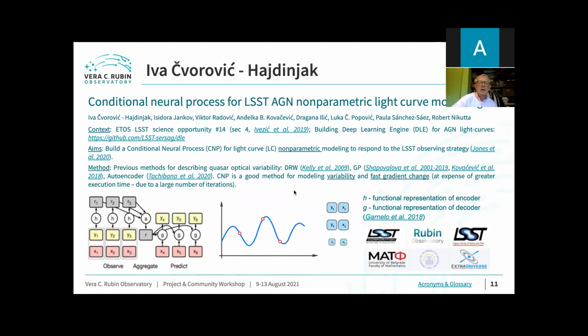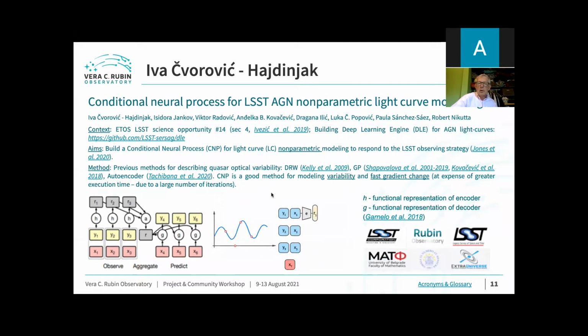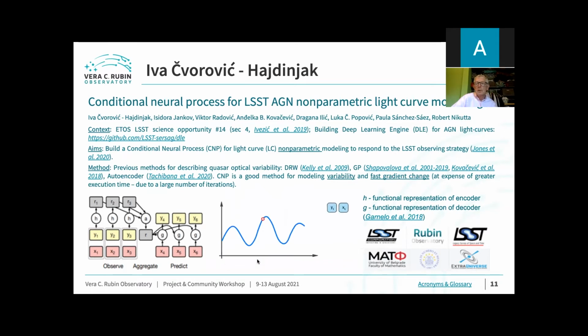Today, we report on CMP non-parametric modeling of AGN light curves within the framework of LSST Science Opportunity number 14 by Iva et al. 2019, as well as LSSTC Data Enabling Science. Building on previous tools based on Gaussian processes, autoencoder and random walk for AGN light curve analysis and modeling, we have developed CMP as supervised training in an attempt to approximate a function given a finite set of observations. While traditional methods don't handle irregular time sampling and require additional parameters, CMP can handle nonlinear data without adding extra features, as is the case with more conventional statistical models.